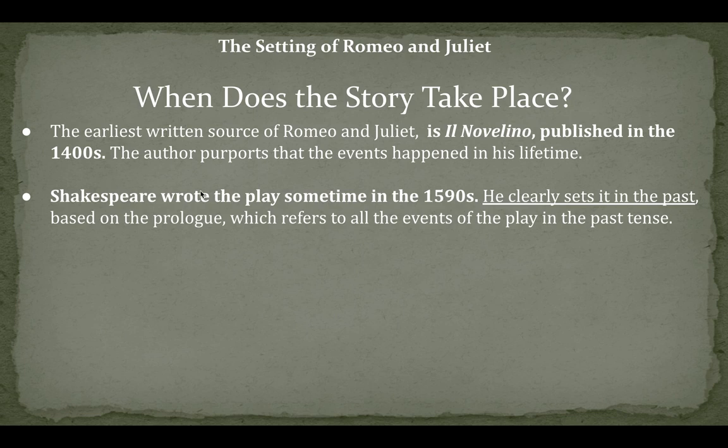And we know that Shakespeare wrote the play sometime in the 1590s. Remember, it was circa 1595, but he clearly sets it in the past. So he's talking about everything in the past tense based on the prologue. So, set in the past.